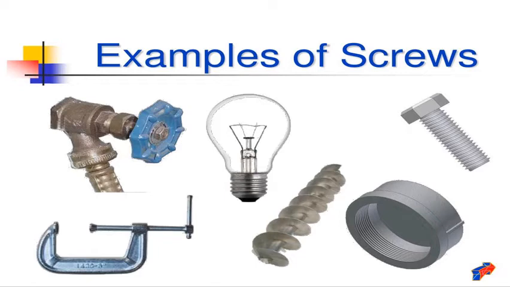So here come some examples of screws, where you can see a bolt, spring, tap, and different things. All these are examples of screw. Bulb is not a simple machine, it's a complex machine. But this one portion of the bulb is just like the screw because it has the thread, it has the winding edge, which is called thread, right? So here you can see some examples of screws.